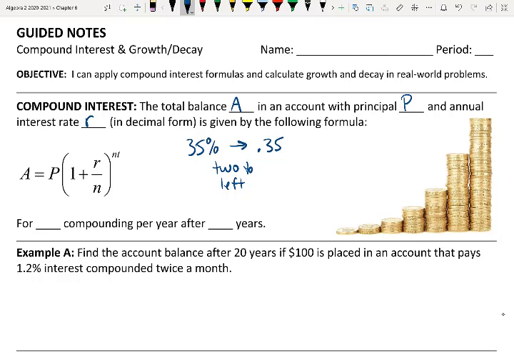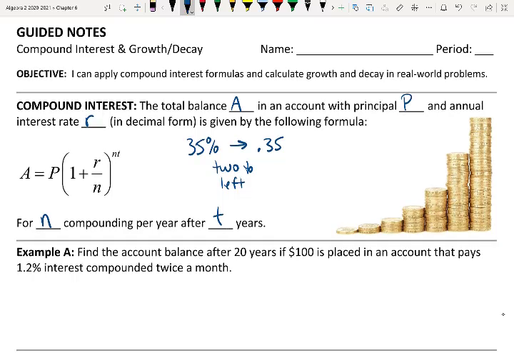The last two pieces here, N and T. N stands for the number of times we compound interest per year, and then T is our time variable. That's like our X value. That's T number of years. So N is something we'll look at different ways of compounding interest. It's basically just talking about how many times a year we check the account, calculate the interest, and then put that money back into the account.